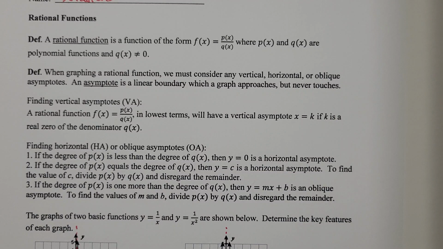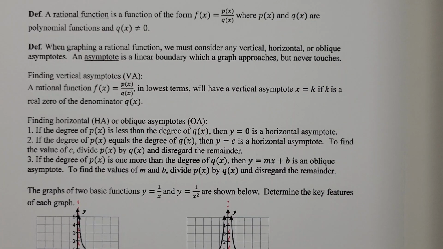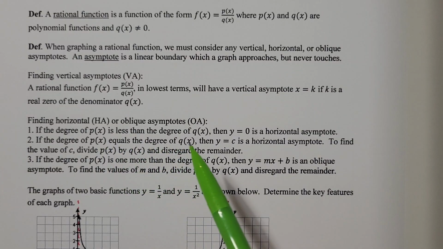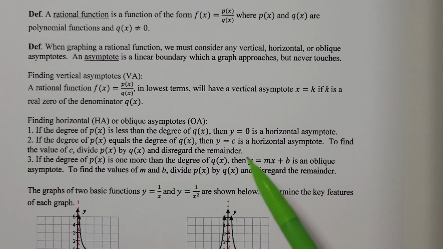Okay? Now to get horizontal or oblique asymptotes, it's totally different. You don't just look at the domain, but instead you have to compare the degree of the top to the degree of the bottom. The degree is the largest power of x that appears. Okay? And item 1, it says if the degree of the top, p of x, is less than the degree of the bottom, q of x, then y equals 0 is going to be a horizontal asymptote. There's no work to do. You're just going to write y equals 0 is the horizontal asymptote.